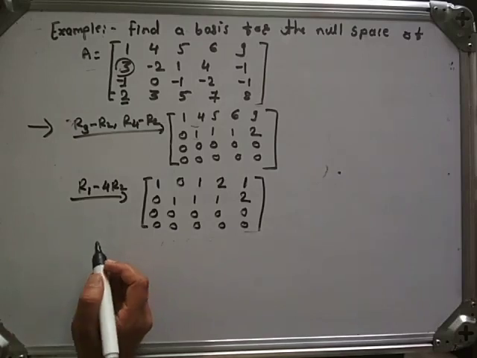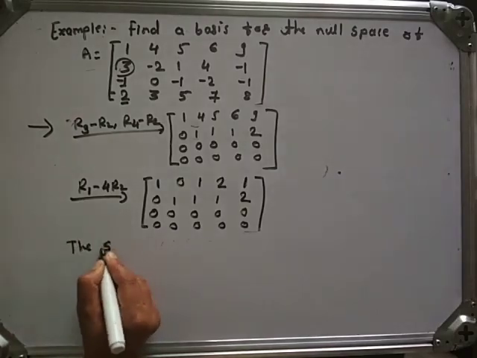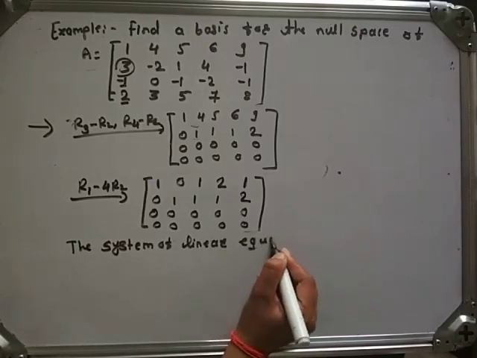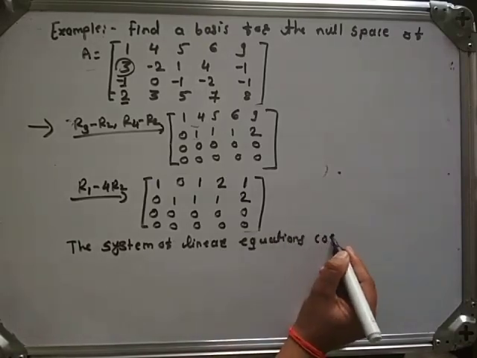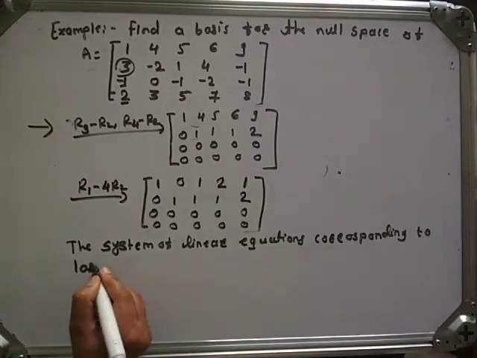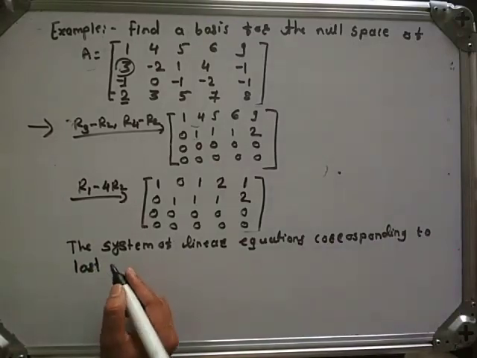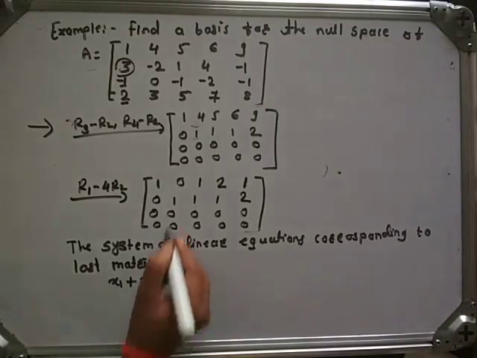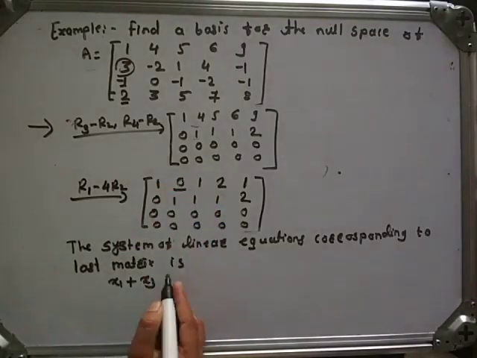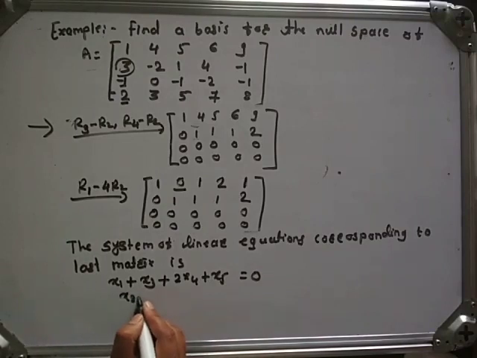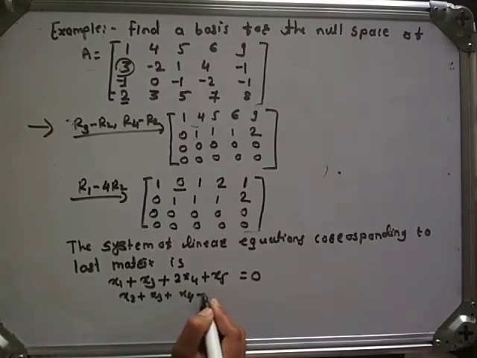Okay. The system of linear equations corresponding to the last matrix is x1 plus x3, because here the coefficient of x2 is 0, plus 2x4 plus x5 is equal to 0. x2 plus x3 plus x4 plus 2x5 equals 0.